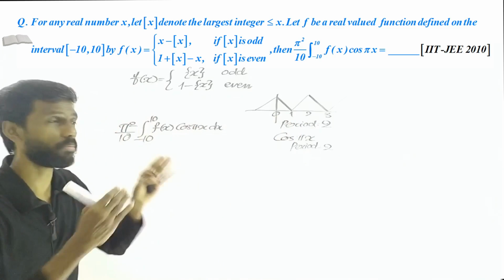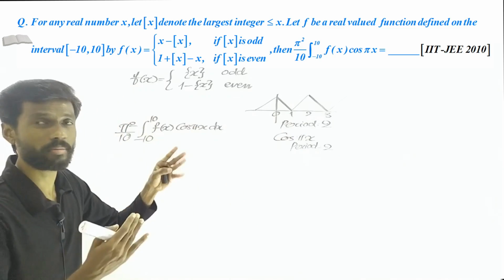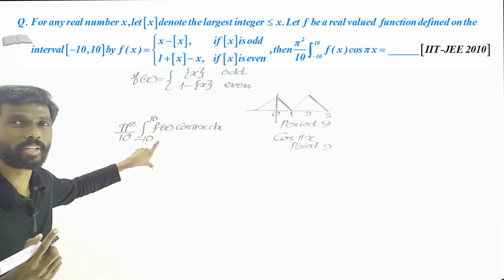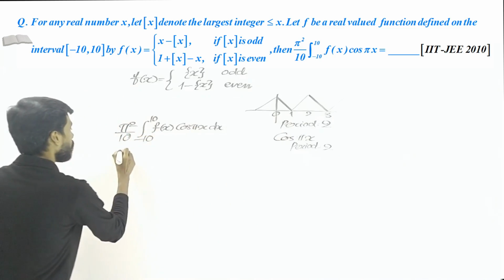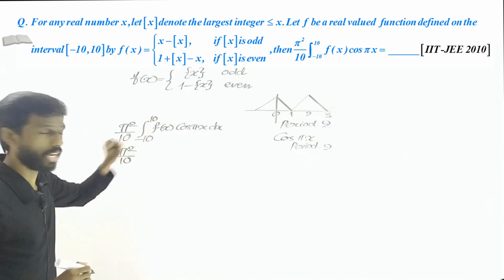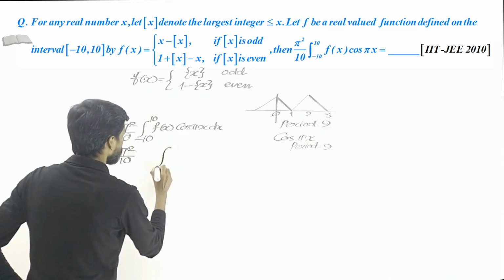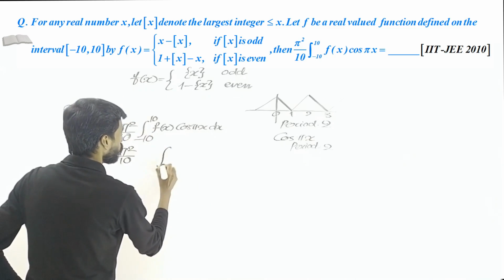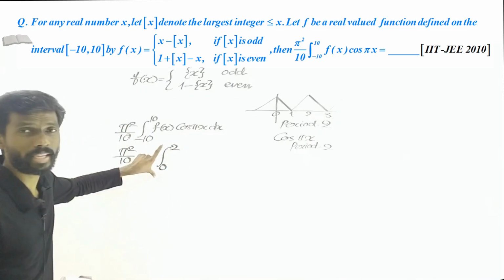So that will become 10 times the length 2. So that is 20, right? So we can write, that is a property of periodic function, right? So this is pi square divided by 10. So instead of minus 10 to 10, we can write it as 0 to 2 only. Only taking interval of length 2.